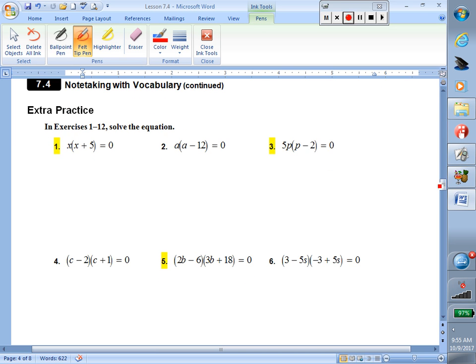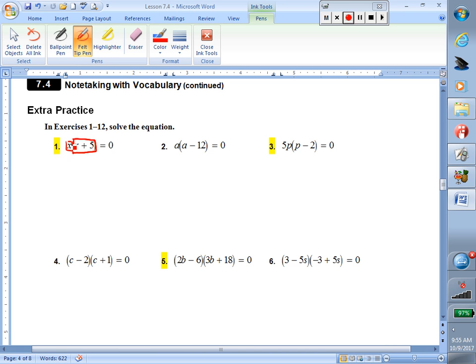Let's take that idea of that zero product property. In number 1, I'm multiplying together x and the binomial x plus 5. I'm multiplying those two things together. Now I know it's very tempting to distribute because that's what we've spent the last two sections doing, is distributing. But now we're trying to actually solve those equations.